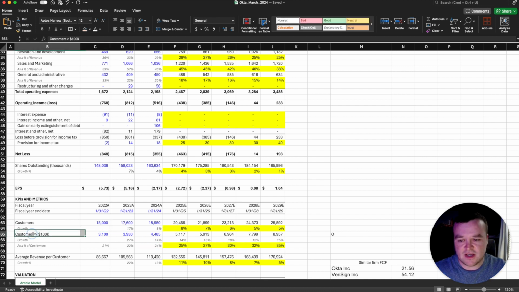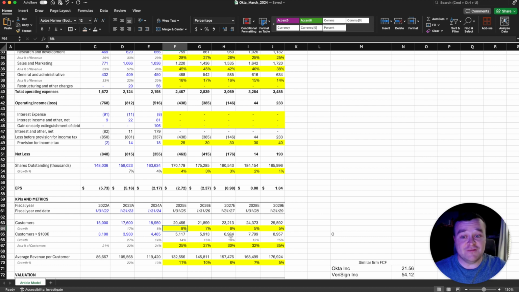So customers and customers greater than 100,000. These in blue are what's actually happened. These in black are calculated based on these yellow ones that we can change. So I have customer growth staying at around about the 8% and then dwindling off over the next 5 years.